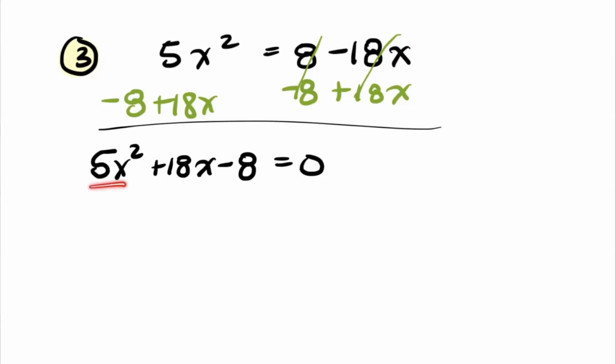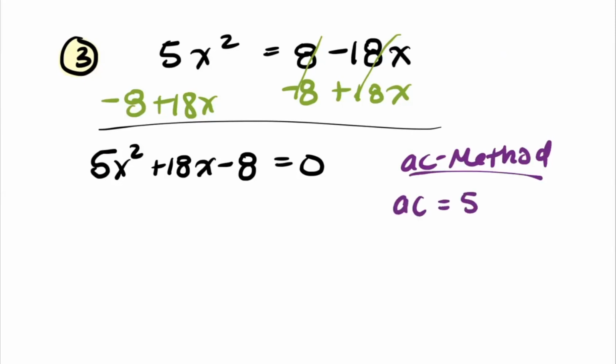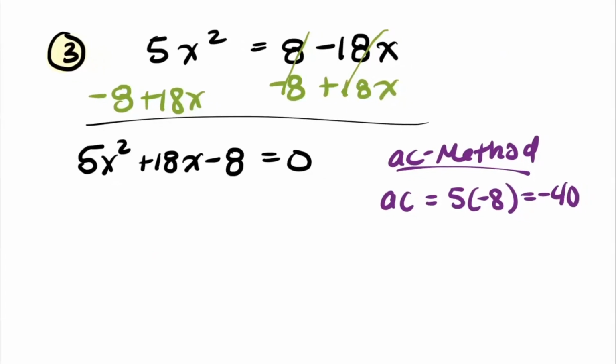Now this is a trinomial, 1, 2, 3 terms. There's no GCF to take out. So I look and I see the number in front of the x squared, and that is not a 1, it's a 5. So I've got to use the AC method. That's where we take a times c. In this case, that's 5 times -8, which is -40. And then I look for numbers that multiply to -40, but add up to +18, the b value here.